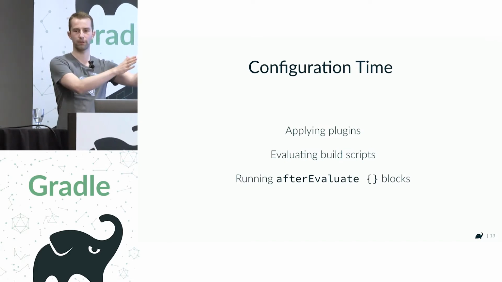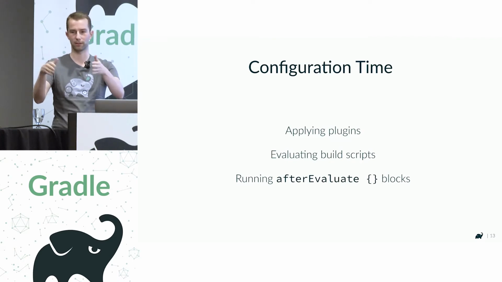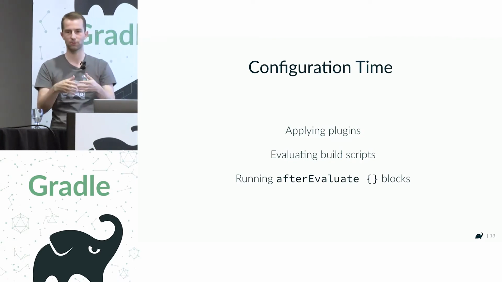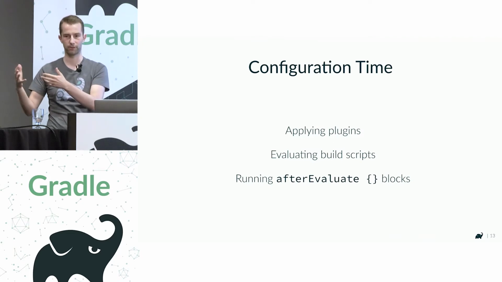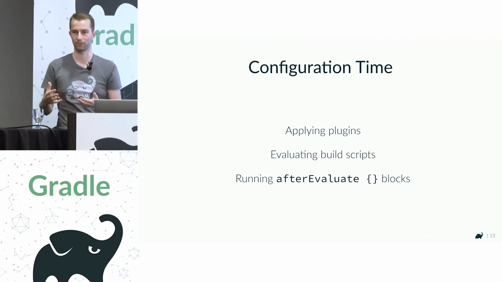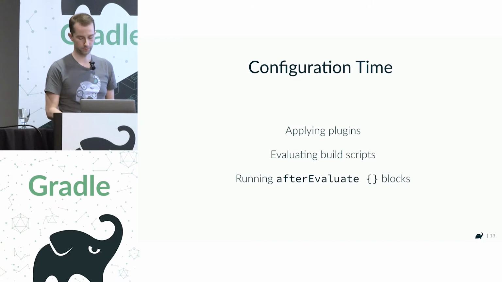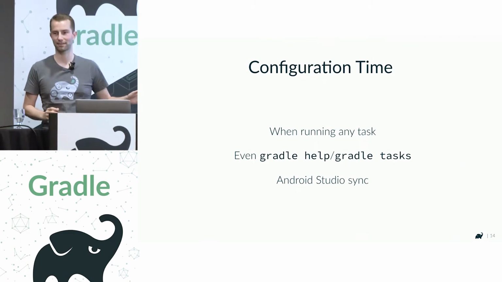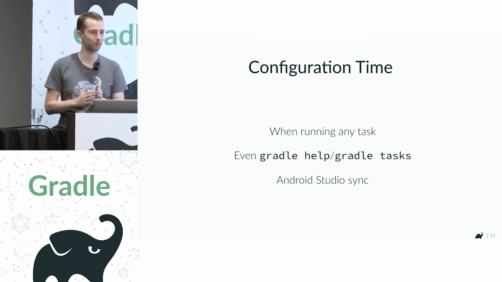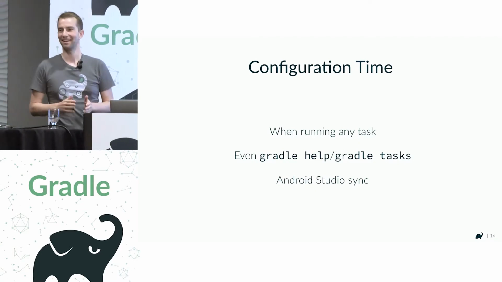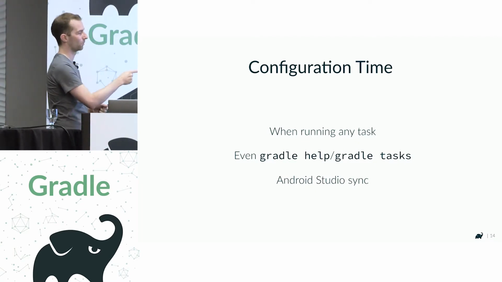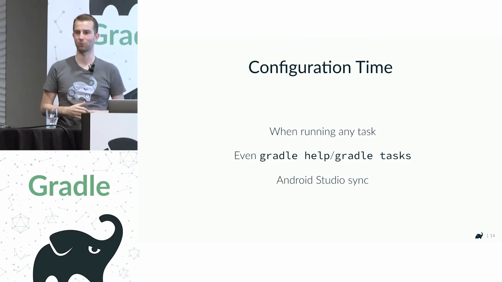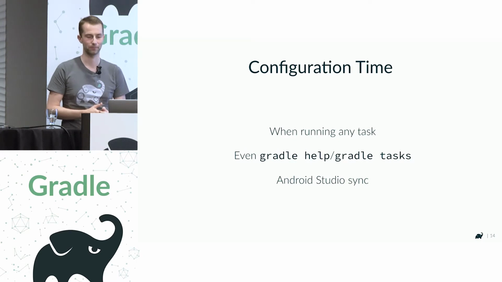It's just a mechanism that allows a plugin to respond to what the user did in the build script. So you apply the plugin, then the rest of the build script is executed so that the user can supply some values to your DSL, and then in an after evaluate block, you can react to those values. So that's all part of configuration time. And configuration time runs when you run any task, even Gradle help, even Gradle tasks. So if you have a 10-second configuration time, and that's not the worst I've seen, that means just to know what tasks I could run, I have to wait 10 seconds. That's the most frustrating thing I could imagine.